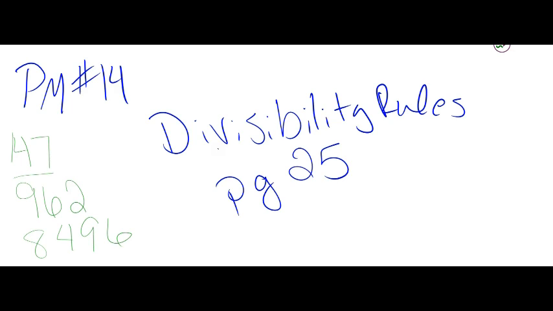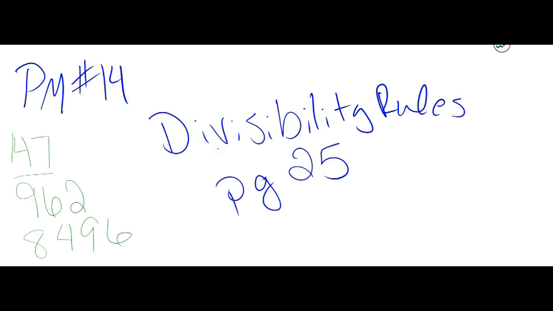8 plus 4 is 12, plus 9 is 21, plus 6 is 27. So again, that is 8,496 is divisible by 6. Or I'm sorry, divisible by 3.